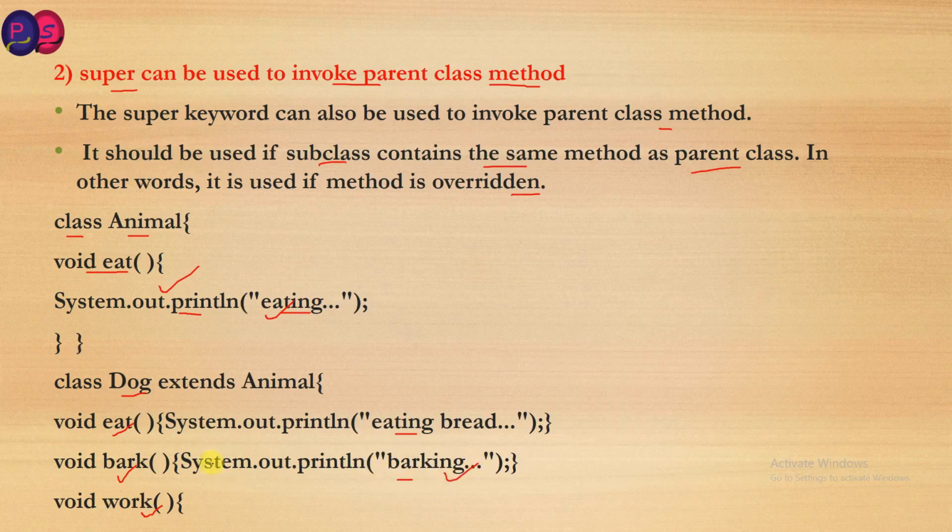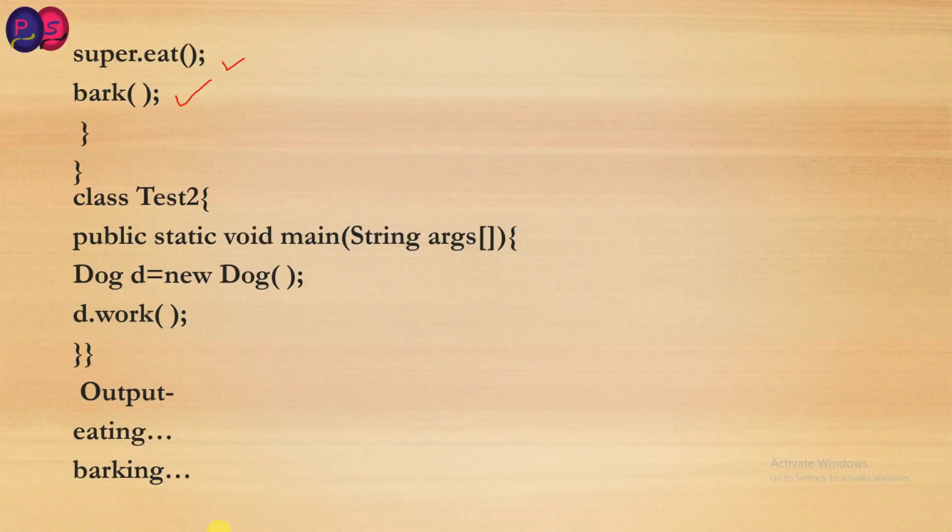Why? Because we are saying bark directly. We are not saying super.bark. Bark is not in the superclass, but we are just saying bark, so it will call the bark method of this subclass only. So what will be the output? The output will be eating and barking.